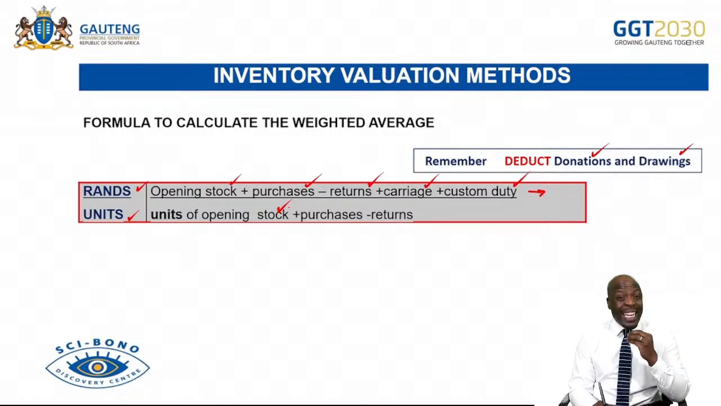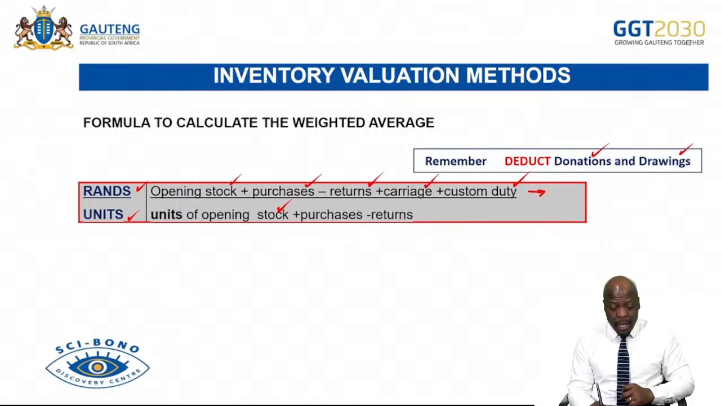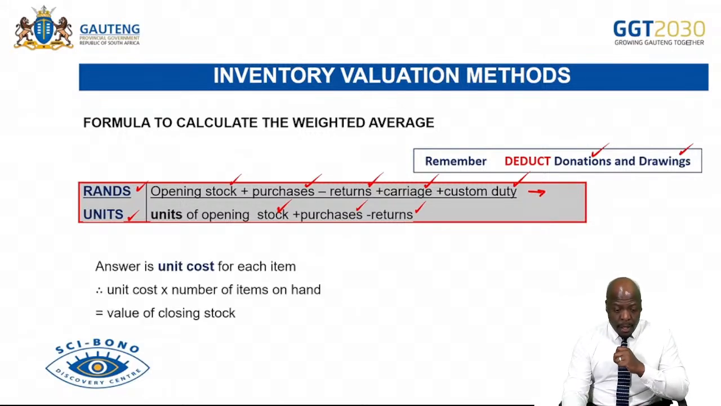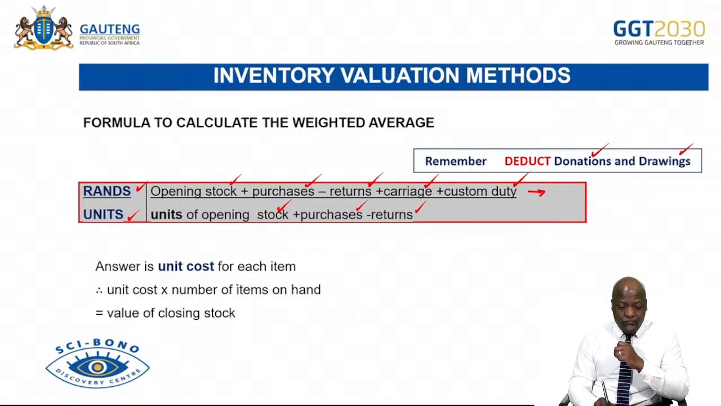And then we divide all of this by the opening stock. So this is now in units, the number in units. We divide this by the opening stock in units, then we add purchases, then we subtract our returns. It will give us the cost per unit, per item. Then we say that unit cost, the cost per item, is the average price per unit.